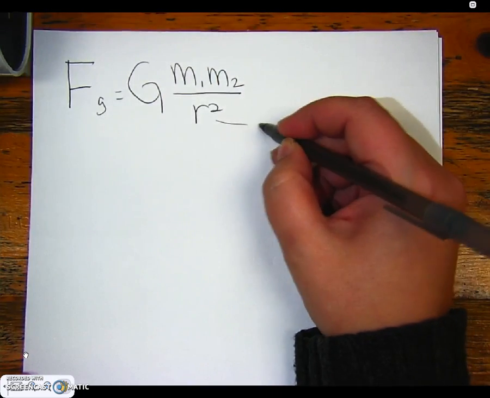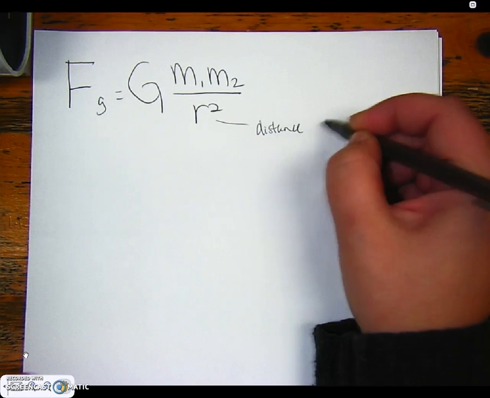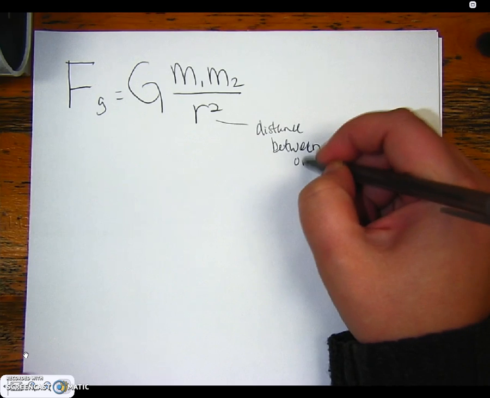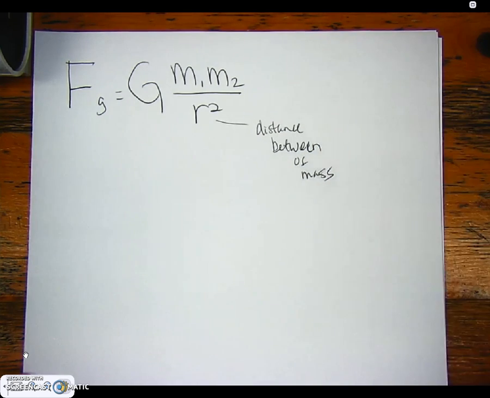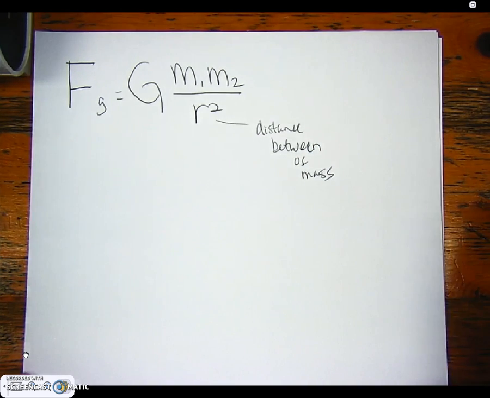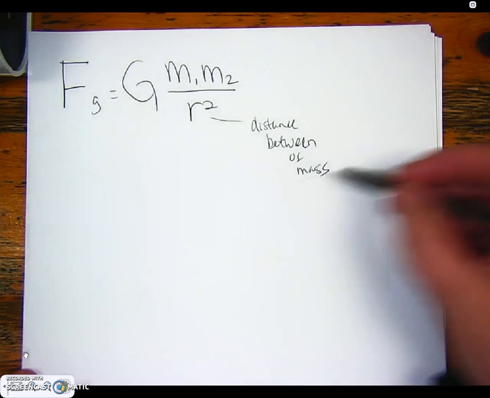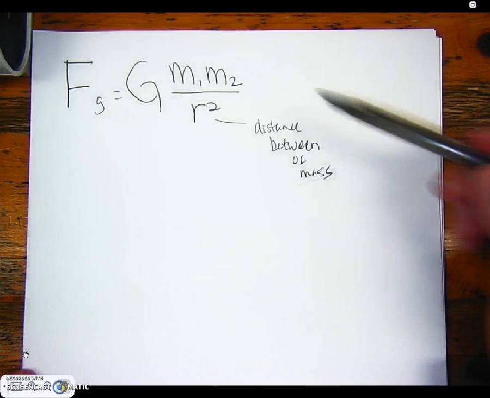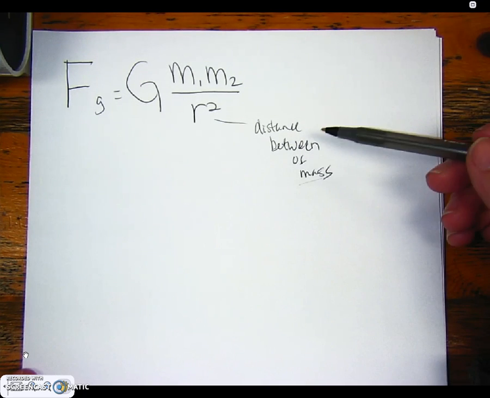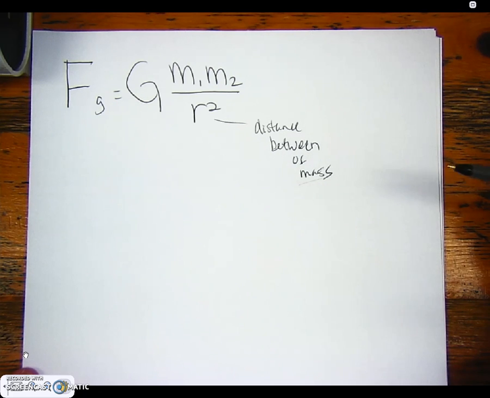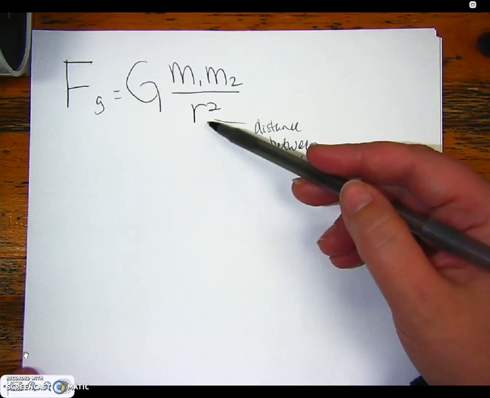And this is really the distance between the centers of mass. Sometimes that is negligible, but sometimes it actually matters. If I was talking about the Earth-Sun distance, the radii are negligible. The radius of the Sun and the radius of the Earth are so tiny relative to the distance between the Earth and the Sun that it doesn't really matter.